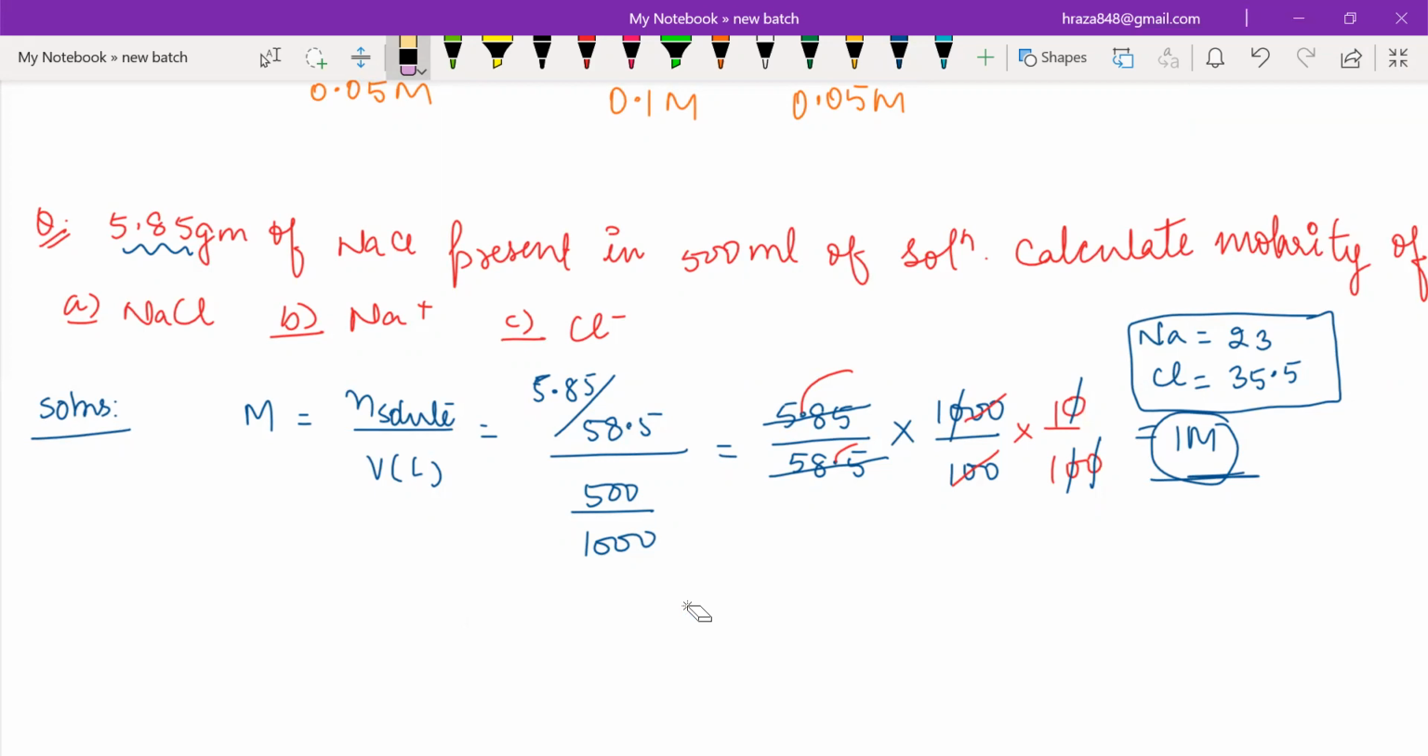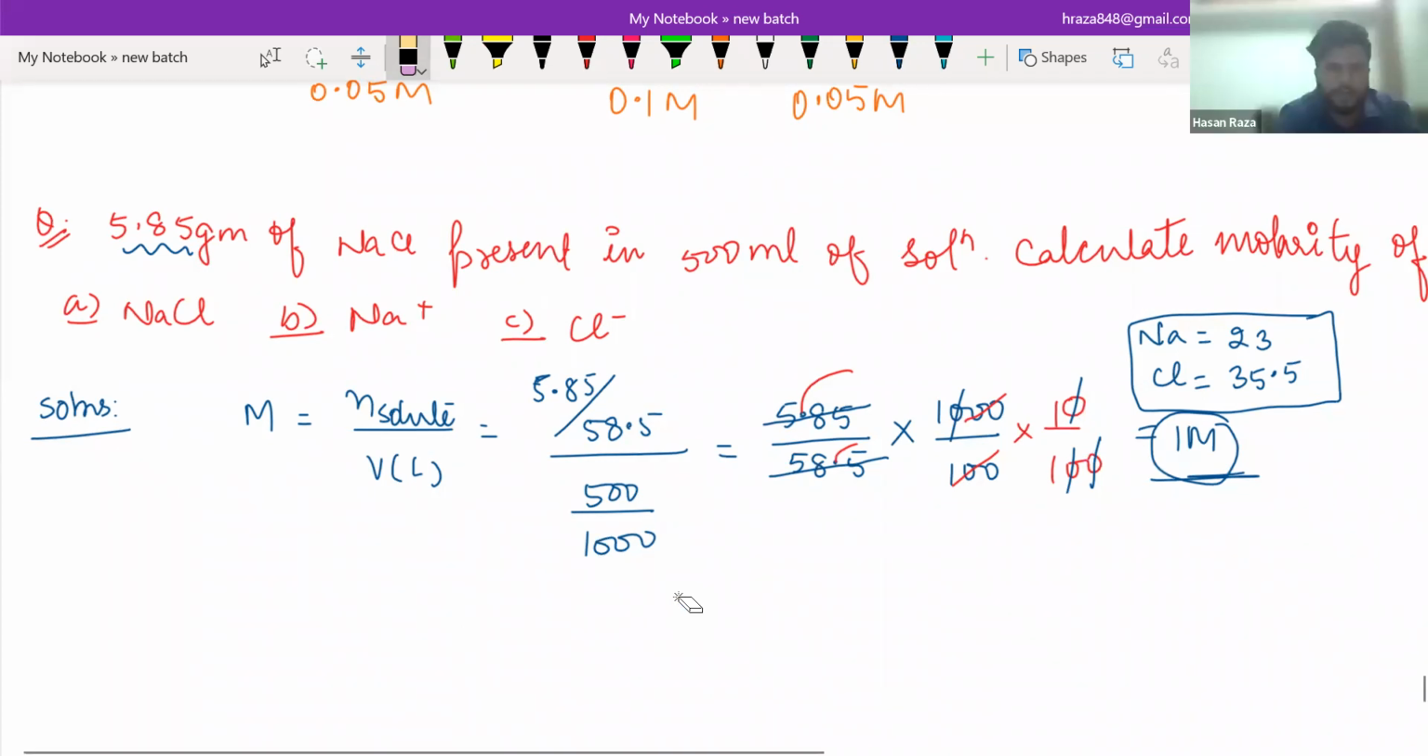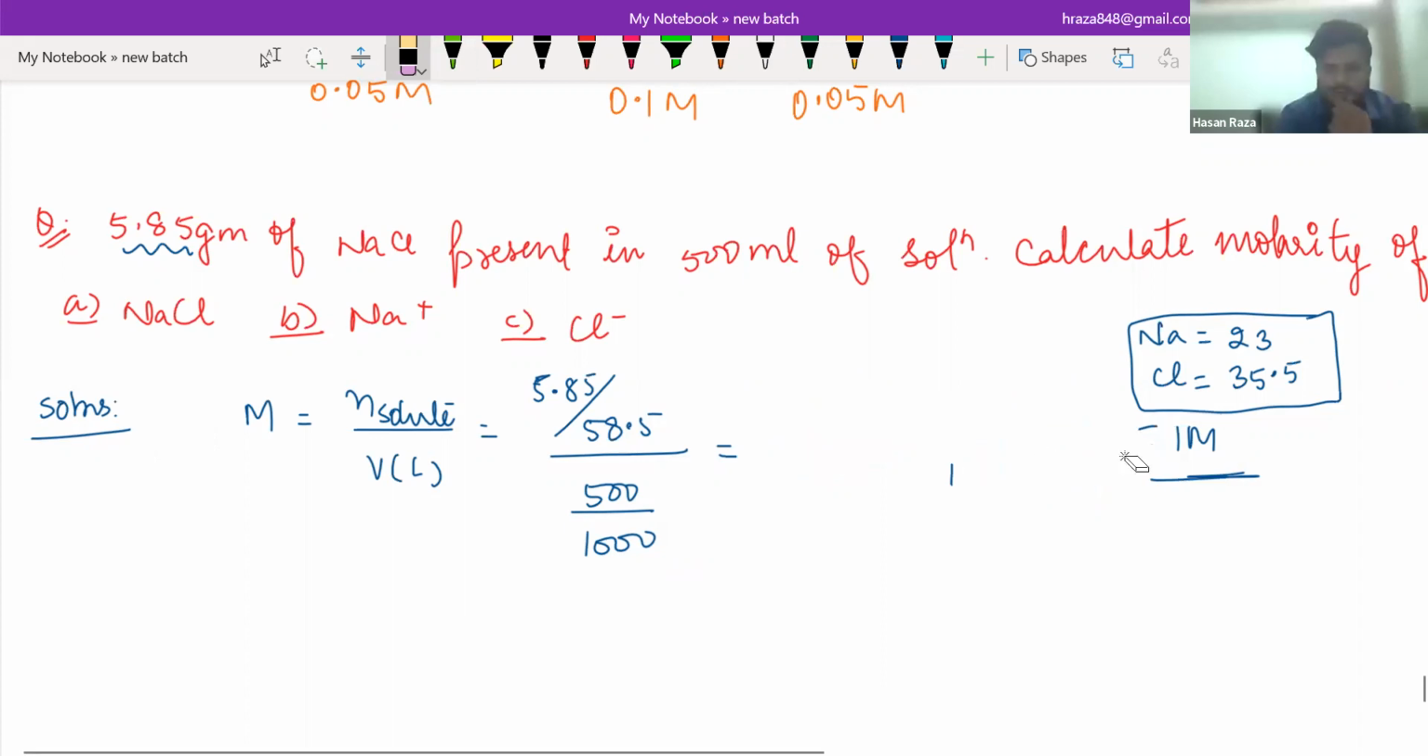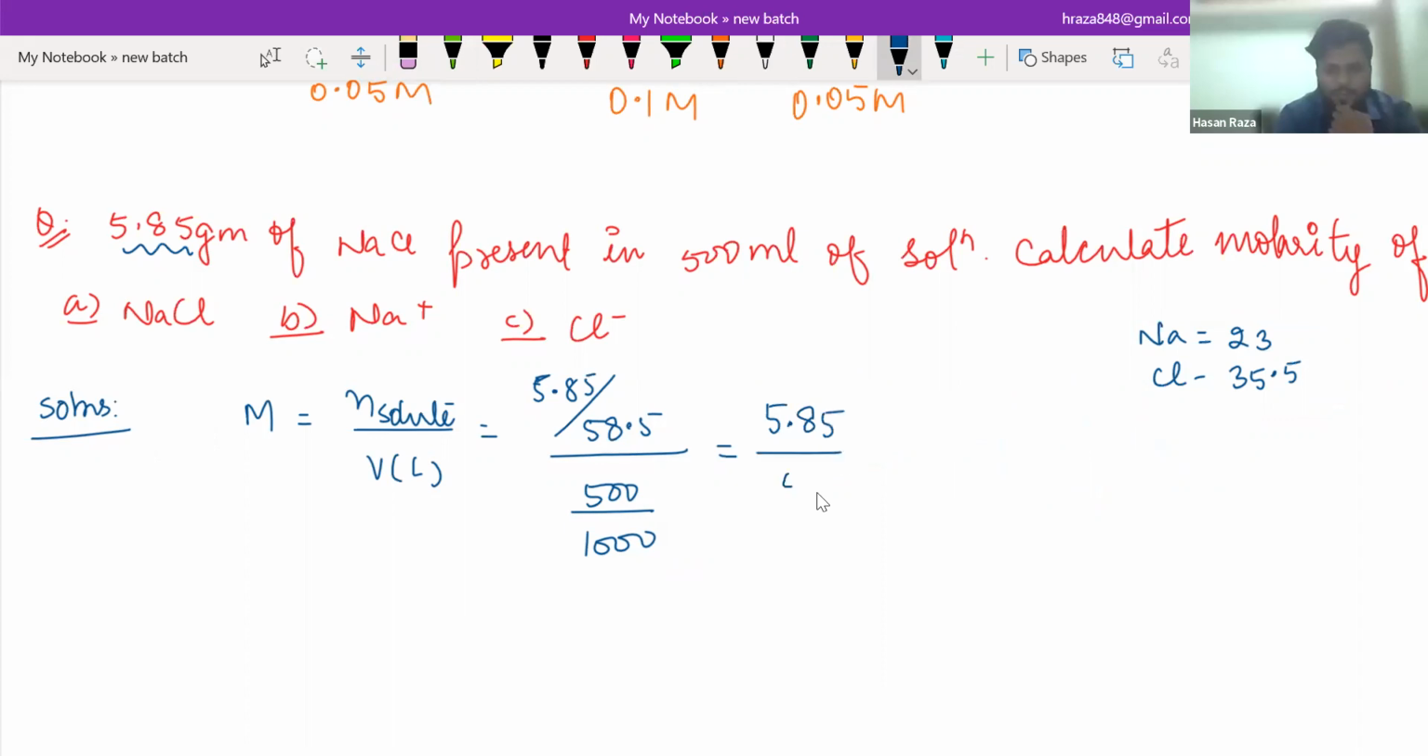Wait a minute. Have we made mistakes? Maybe there is a slight mistake. Oh, I realized this. This is basic. Wait a minute. This will be equal to 5.85 upon 58.